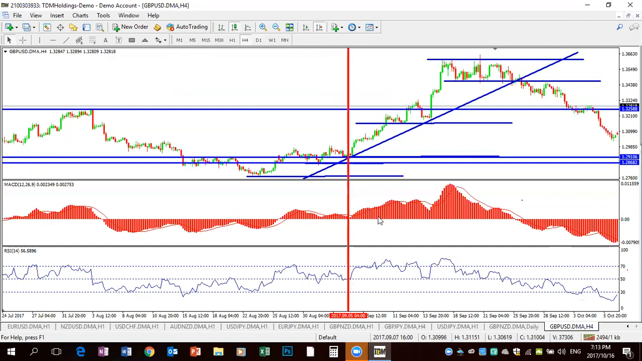Now, I have my MACD as confirmation to buy, and I also have my RSI to confirm that I'm buying. Because remember, your RSI is a momentum indicator, which means the momentum is dominated by bulls, which means the bulls are taking the markets up.